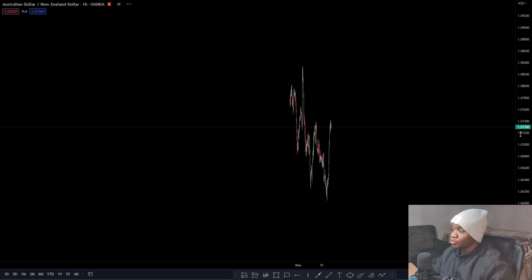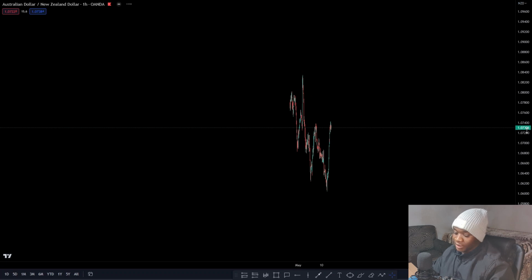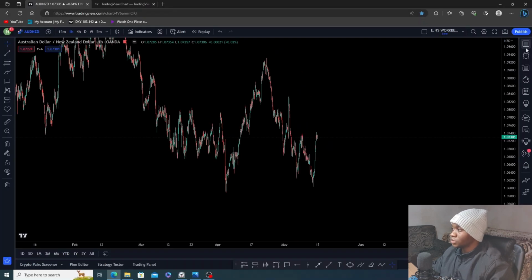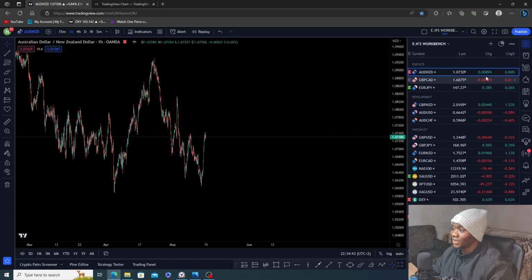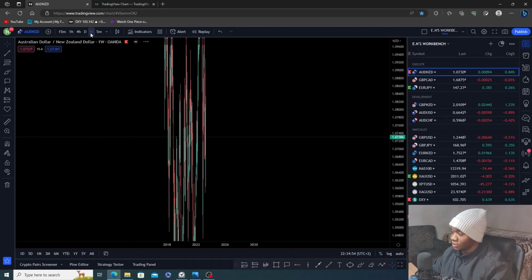Today we're going to be looking at three pairs, right? It's going to be Aussie New Zealand, POUND-CAD and EURJPY. So without wasting any time, let us get into it. Now the first pair that I'm looking at is Aussie New Zealand.